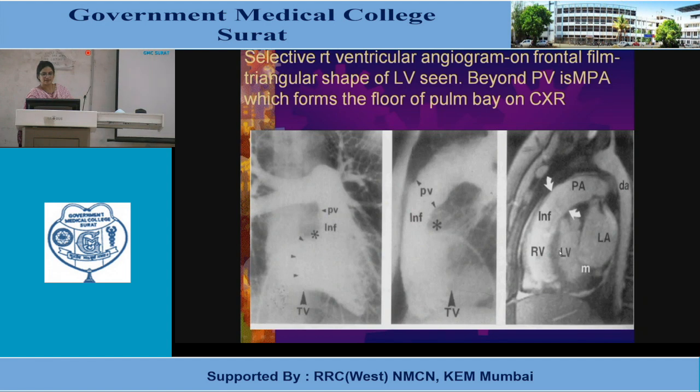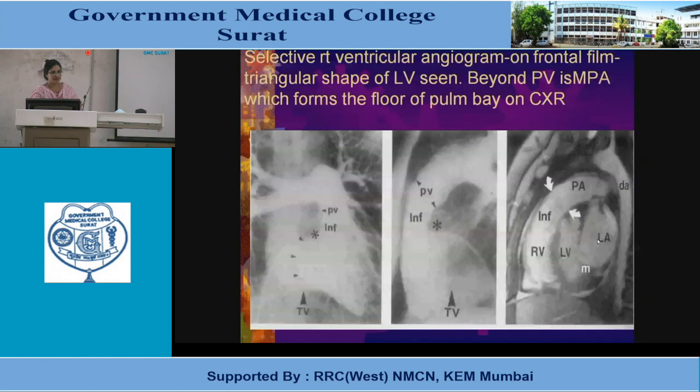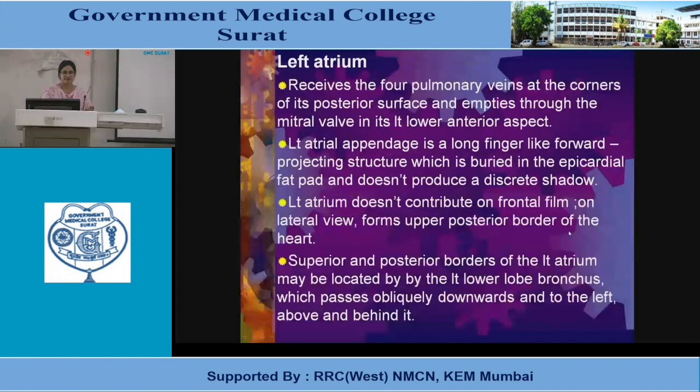You can also see that the left atrium is situated most posteriorly. Now coming to the left atrium, it receives the four pulmonary veins at the corners of its posterior surface and empties through the mitral valve in its lower anterior aspect. The left atrial appendage is a long finger-like forward projecting structure which is buried in the epicardial fat pad, and so it doesn't produce a discrete shadow.